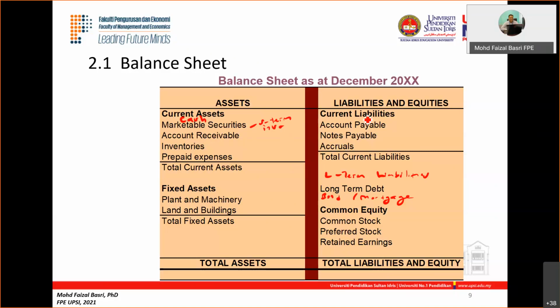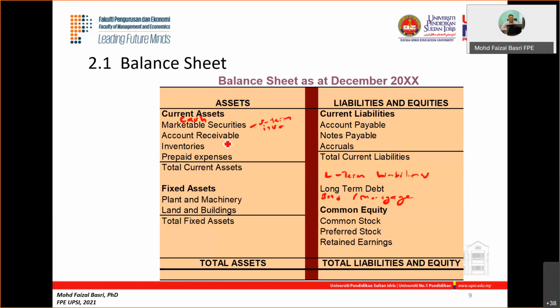Okay, so marketable securities here means short-term investment in the money market, because money market instruments will convert into cash, or the maturity is within 1 year. Okay, hence the name short term. So that's why they are parked under current assets. Okay, and the rest I think I mentioned just now.